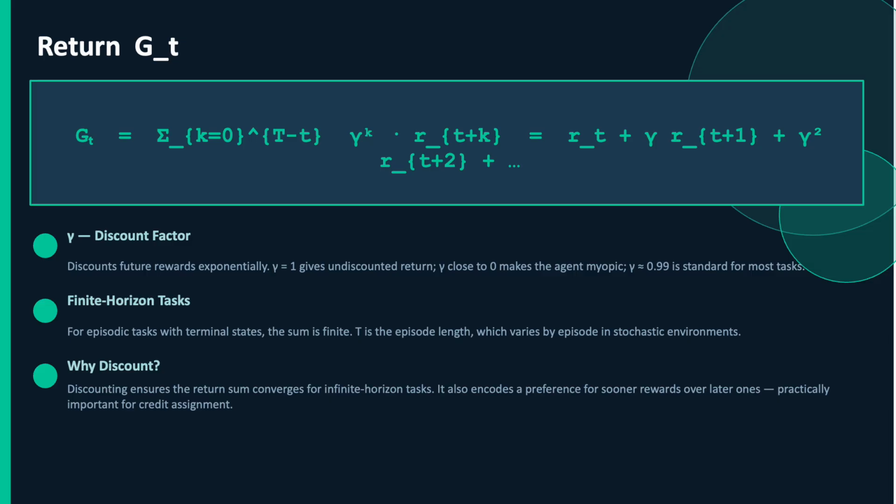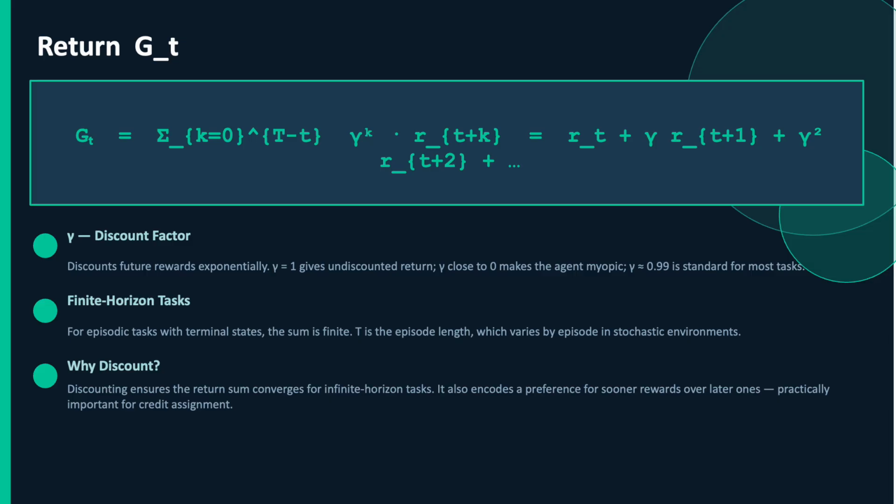The return G_t is the discounted sum of all rewards from time step t to the end of the episode. Written out explicitly, G_t equals R_t plus gamma times R_{t+1} plus gamma squared times R_{t+2}, continuing to the terminal state. Gamma is the discount factor, a scalar between 0 and 1.